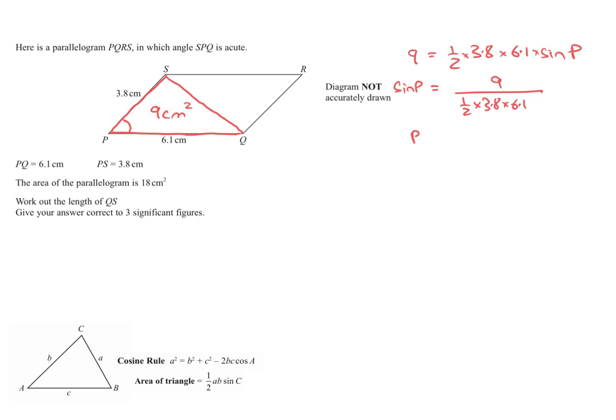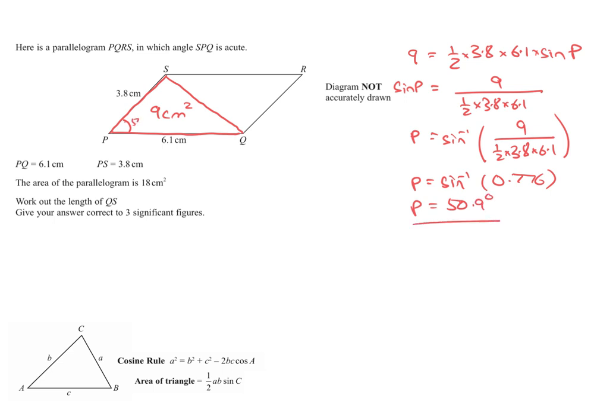and P will be equal to sine to the minus 1 of that expression there, that fraction there. So it's 9 over a half times 3.8 times 6.1, and if I put that carefully into my calculator, I will get sine to the minus 1 of approximately 0.776, which equals 50.9 degrees. So I know the angle here is 50.9 degrees.